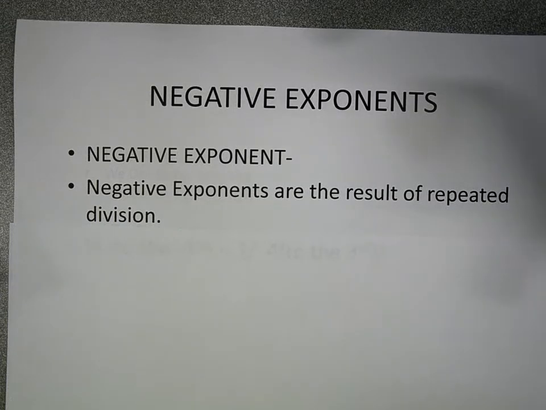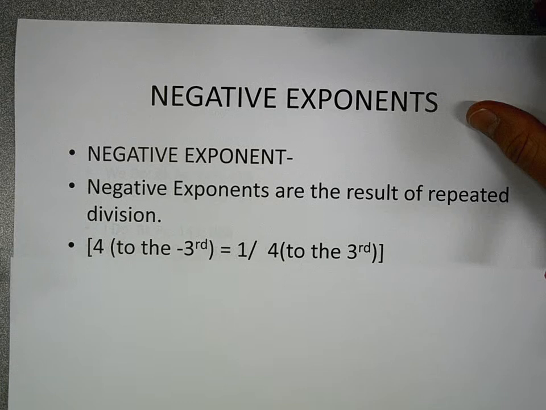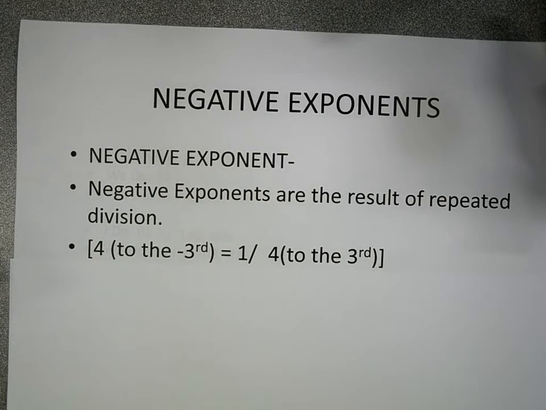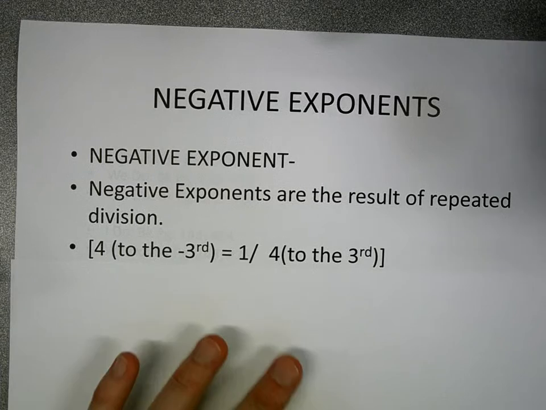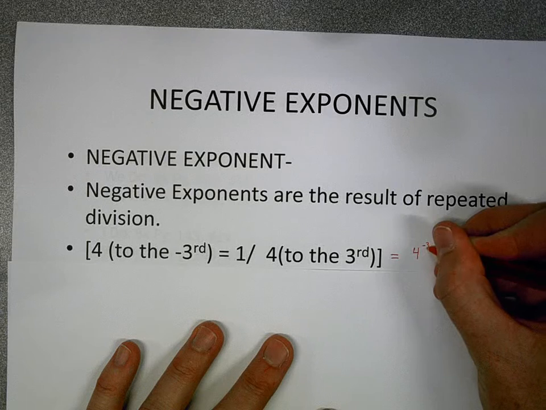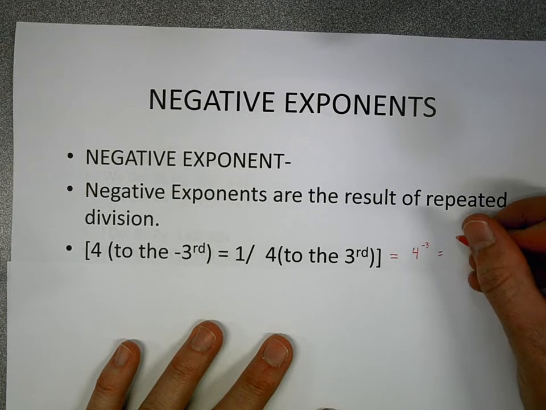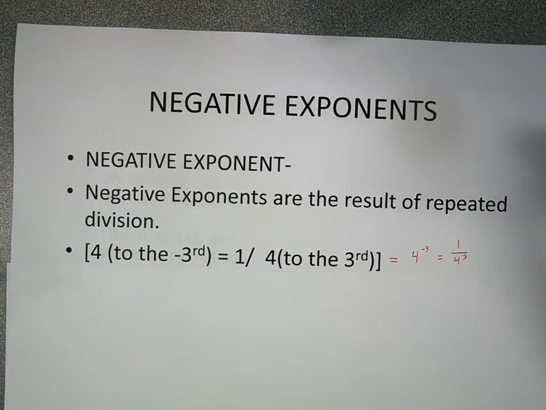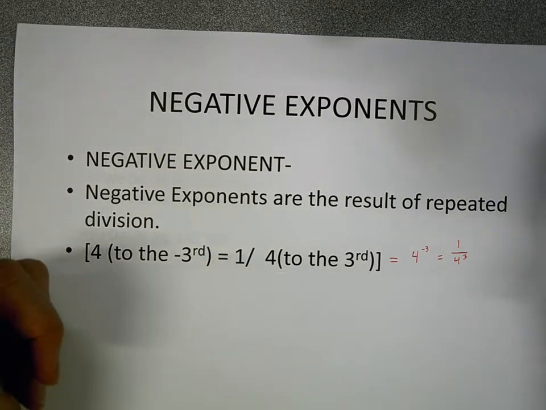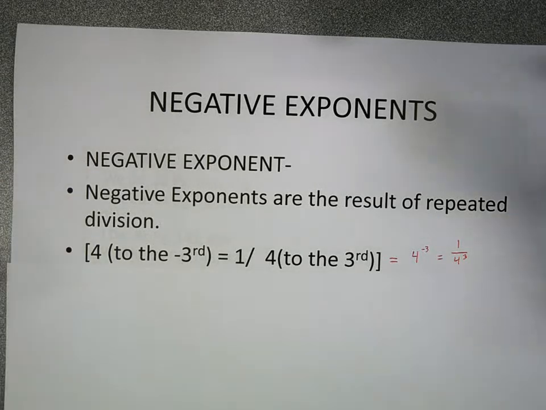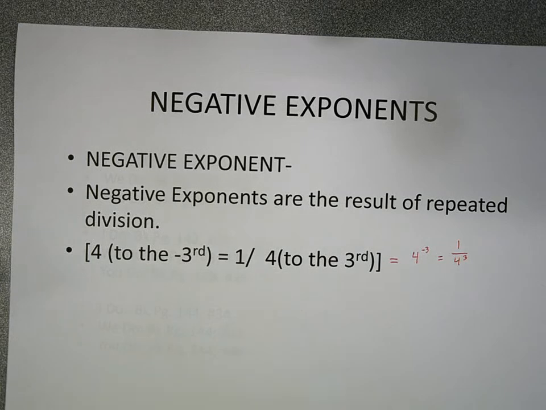If you take a look at the little box to the side, you can go ahead and write this down. This looks a little weird, but 4 to the negative third is equal to 1 over 4 to the third. Now you might look at that and say, wait, what? How does that work? Well, let me explain this to you. You're more than welcome to write this down if you want.